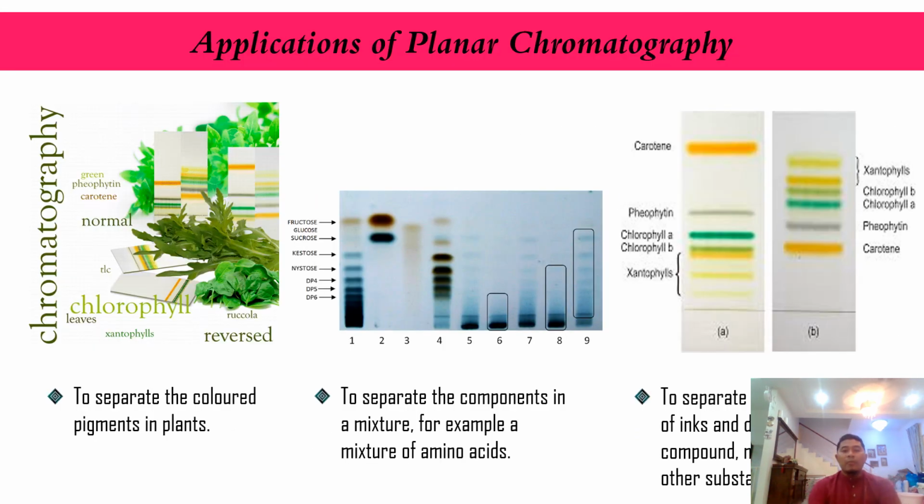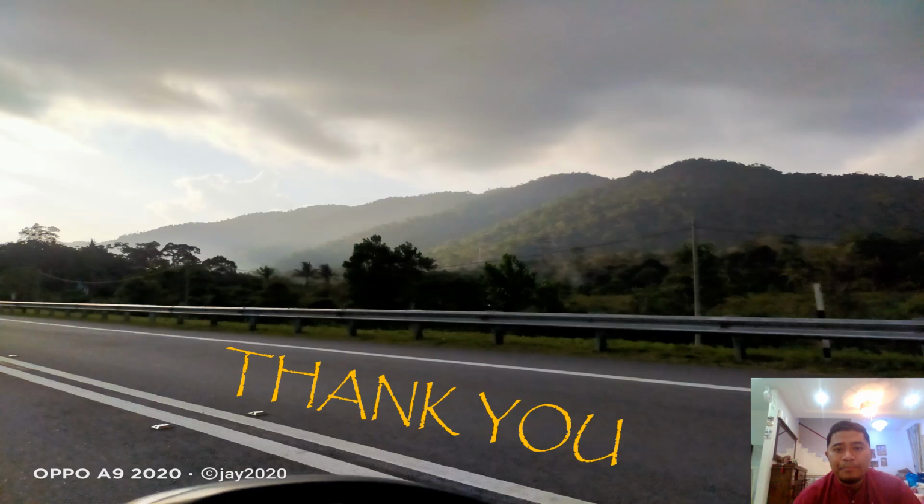Meanwhile, this is an application of chromatography. Let's say you use chromatography to separate the color pigments in a plant, because right now we use chlorophyll, and if you go to a pharmacy sometimes chlorophyll medicine is sold alone. To separate the components in a mixture, for example a mixture of amino acids, and then it can do many things, can differentiate keratin and so on.